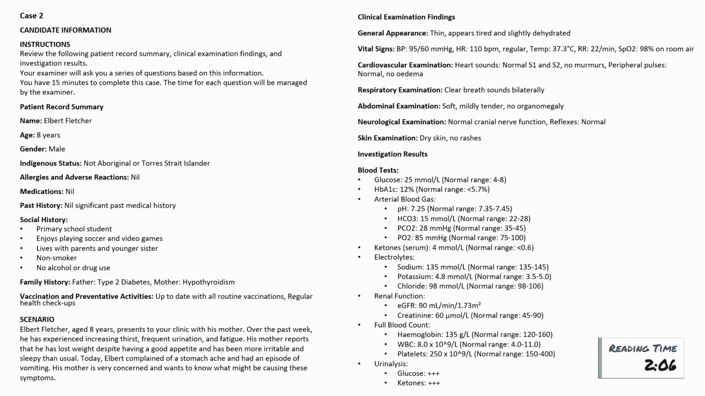Electrolytes. Sodium, 135. Low normal. Potassium, 4.8. Normal. Chloride, 98. Low normal. Renal function. EGFR, 90. Normal. Creatinine, 60. Normal. Full blood count. Hemoglobin, 135. Normal. White blood cell count, 8. Normal. Platelets, 250. Normal. Urinalysis. Glucose, 3 positive. Ketones, 3 positive.